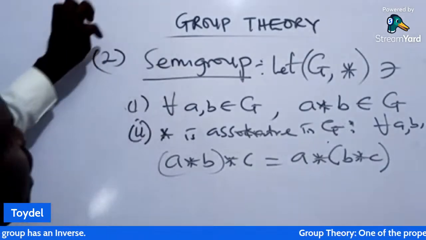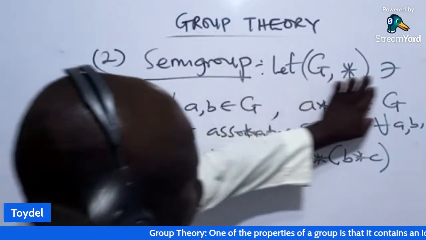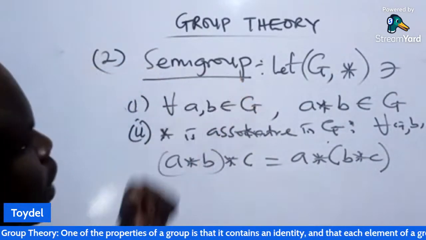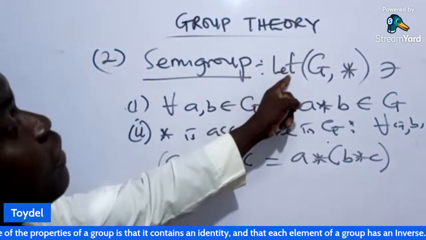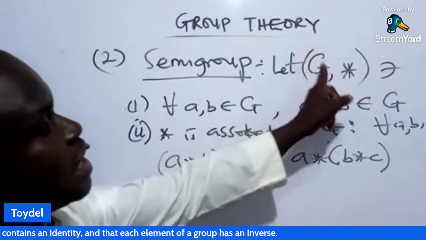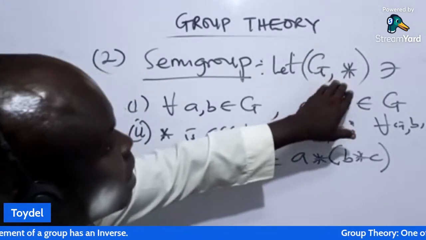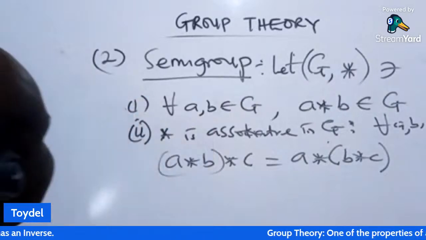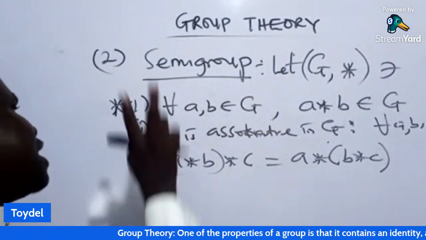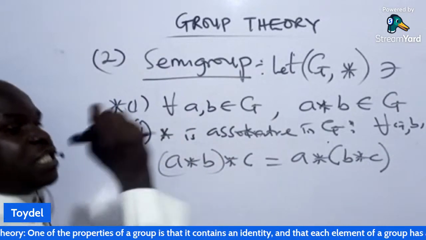So when we define the first concept here, which is called the groupoid, it is only the closure property that comes into being. Now we want to define the semigroup. In the case of a semigroup, we are given a non-empty set G and a binary operation defined on it, (G, asterisk). This will be a groupoid if only closure is satisfied. But in the case of a semigroup, there are two things that we check: the closure property, and also associativity.